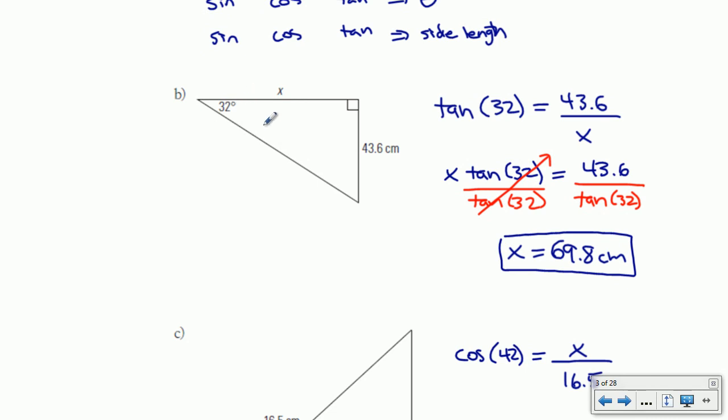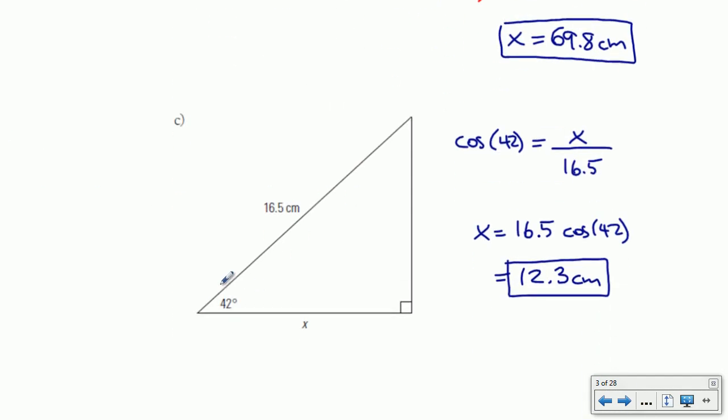This is our reference angle, this is the opposite, this is the adjacent. We need to use tan, put 32 in for the angle, 43.6 is opposite, x is adjacent. We need to multiply both sides by x first, and then divide both sides by tan of 32. And 43.6 divided by tan 32 gives us 69.8 centimeters.